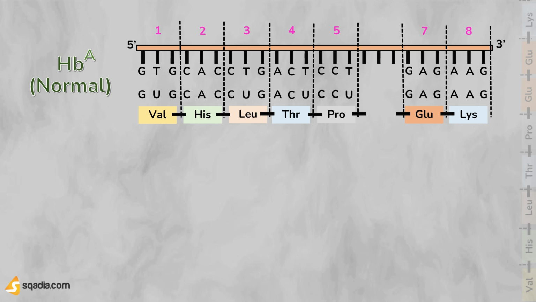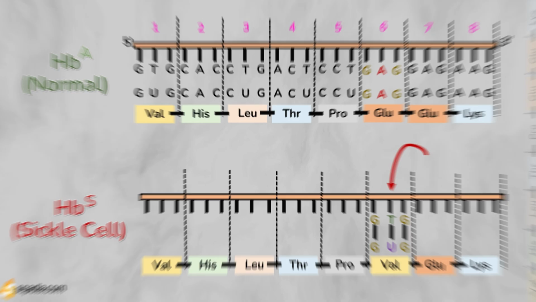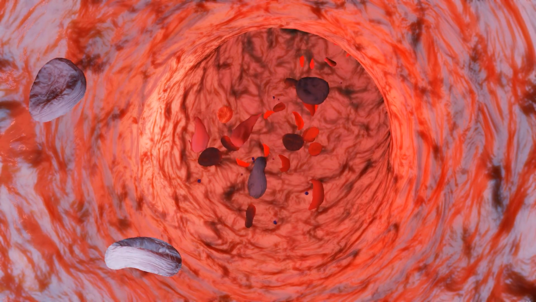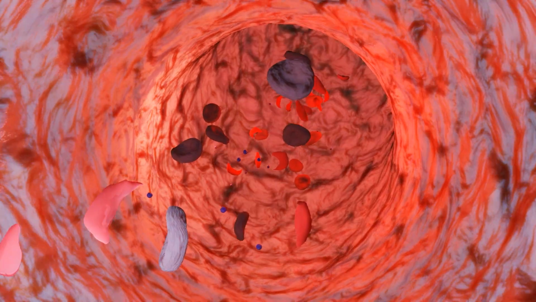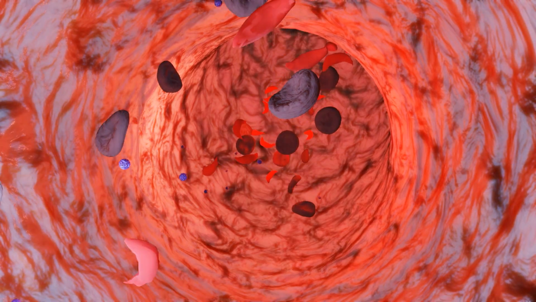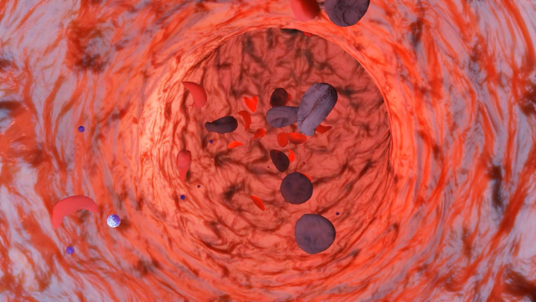The 6th codon encodes for glutamic acid. But in sickle cell anemia, there is a substitution of thymine and uracil. Now it encodes for valine instead of glutamic acid. Sickle cell anemia is an inherited disease in which the red blood cells have an abnormal crescent shape, block small blood vessels, and do not last as long as normal red blood cells.